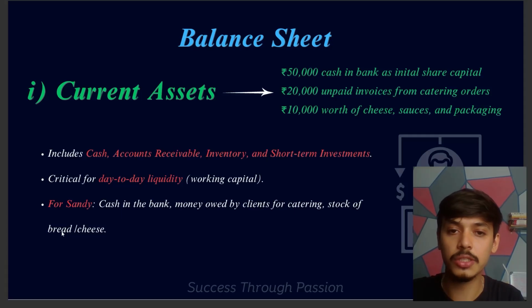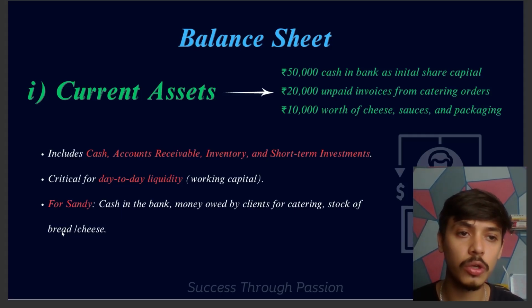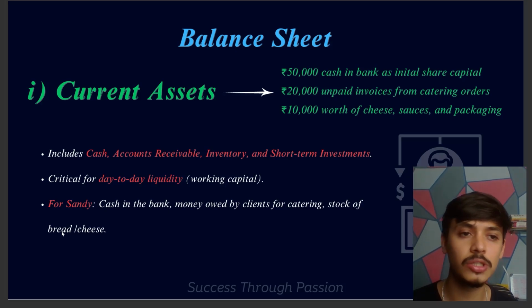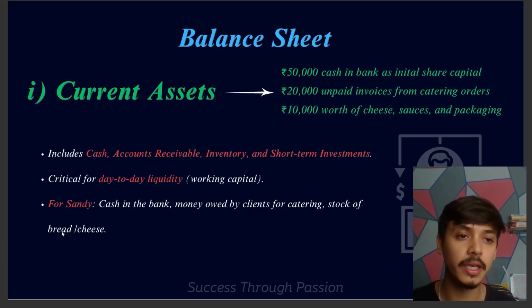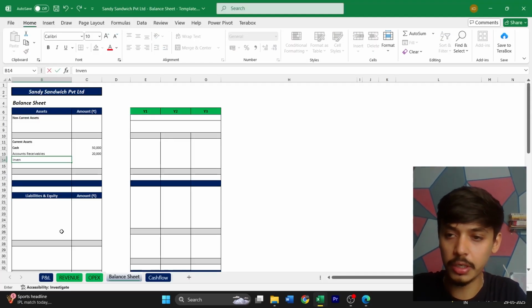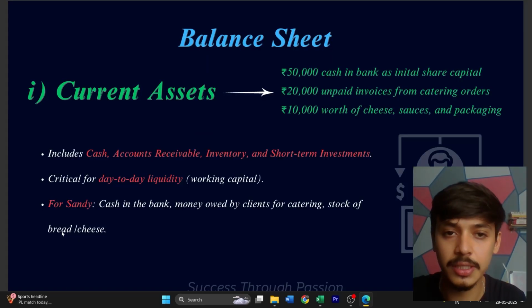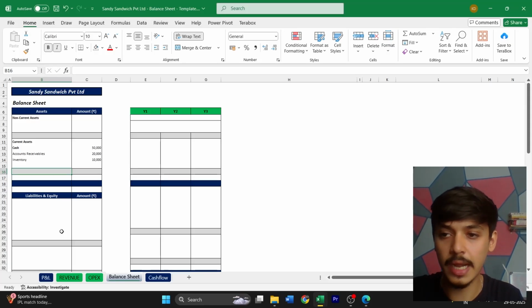Perfect. Next, we have 10,000 worth of cheese sauces and packaging. So at the end of the year, 10,000 worth of cheese sauces and packages was remaining with Sandy in his business, and this we can term as inventory, which can be later used in the next year. So we will create an entry for inventory, and this is 10,000. So these are the current assets that Sandy has in his business.